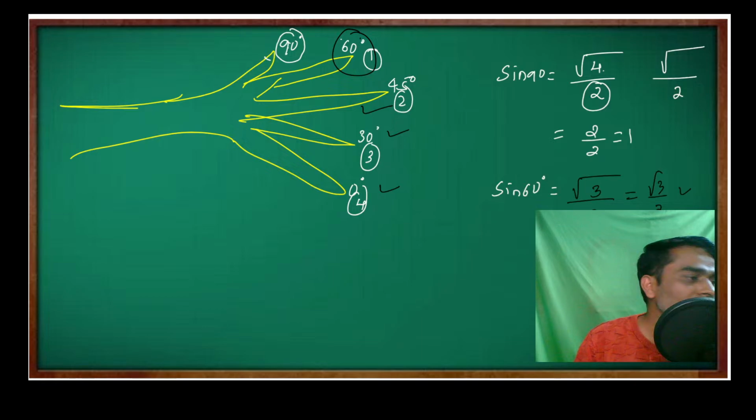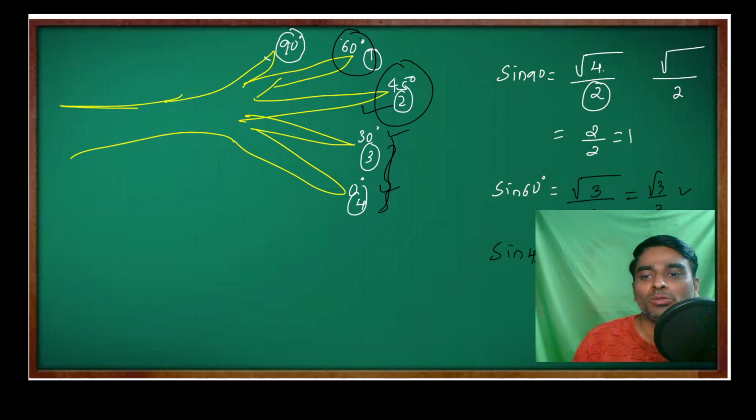Next, sin 45. How many fingers are left out? 2 are left out. Under root 2, then here 2. Now let's simplify this. 2 can be written as root 2 into root 2. The numerator is also root 2. Cancel this. 1 by root 2 is the answer.